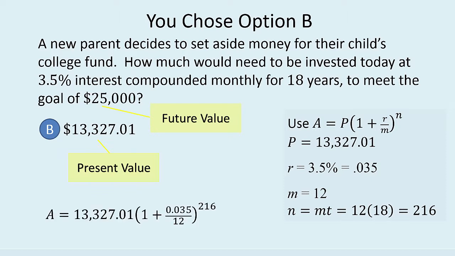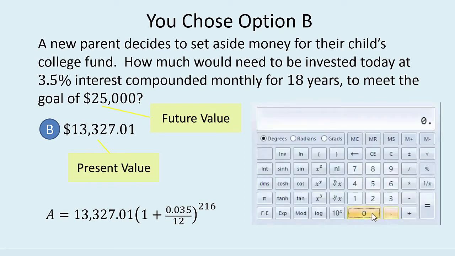This means that A is $13,327.01 times the quantity 1 plus 0.035 over 12 raised to the 216th power. We'll evaluate this on a calculator. Remember not to round off any intermediate steps. By order of operations, we start inside the parentheses with the division first. 0.035 divided by 12 equals. Then we'll add 1 to it to get the value inside the parentheses. This number needs to be raised to the 216th power.